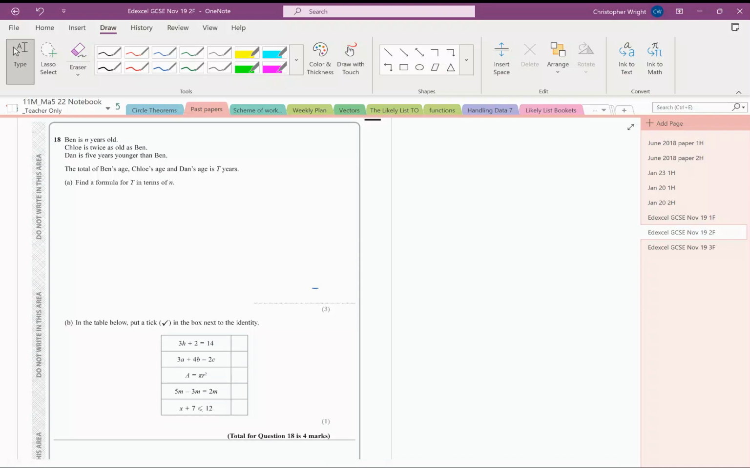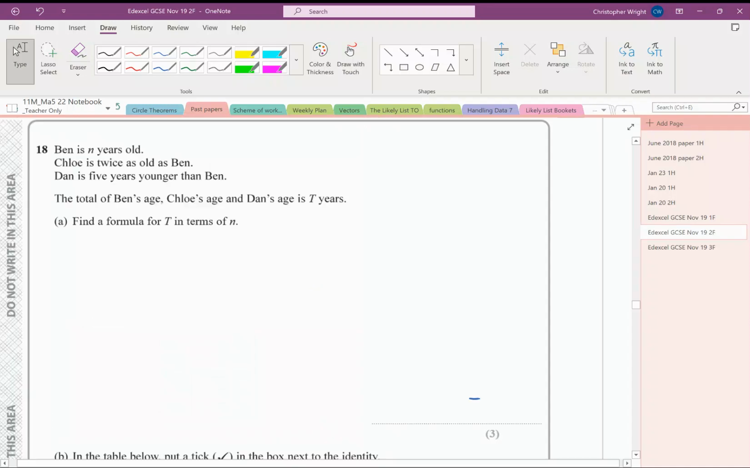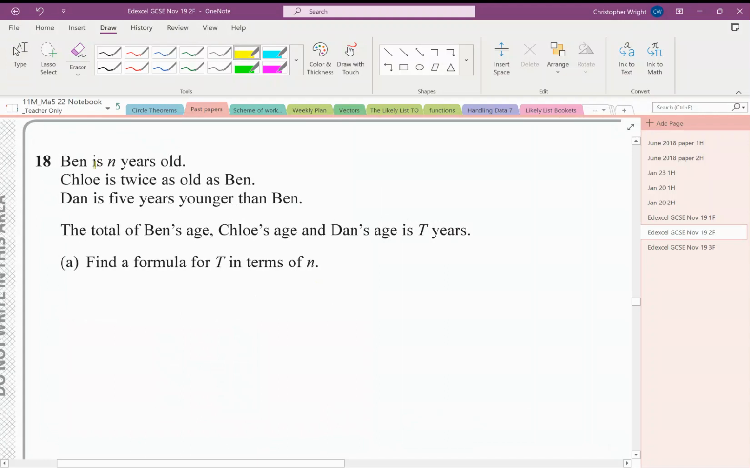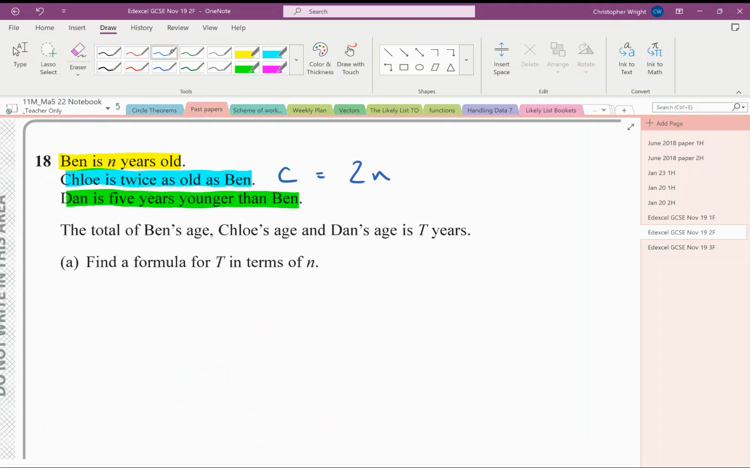Okay, question 18. Ben is n years old. Chloe is twice as old as Ben. That means that Chloe is 2n years old. Dan is 5 years younger than Ben. So Dan's age is going to be Ben's age, which is n, minus 5.